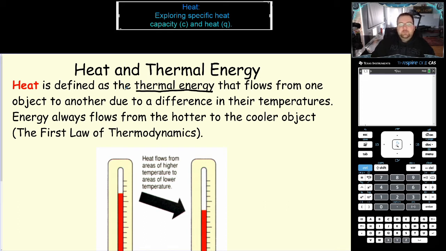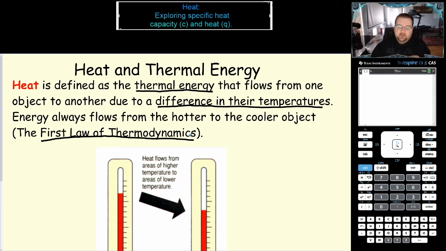So heat is going to be the amount of thermal energy that's flowing from one object to another. And the only reason heat would flow from one object to another is if there was a difference in their temperatures. And this is going to lead us to the first law of thermodynamics. The first law of thermodynamics states that energy will always flow from a hotter object to a colder object.